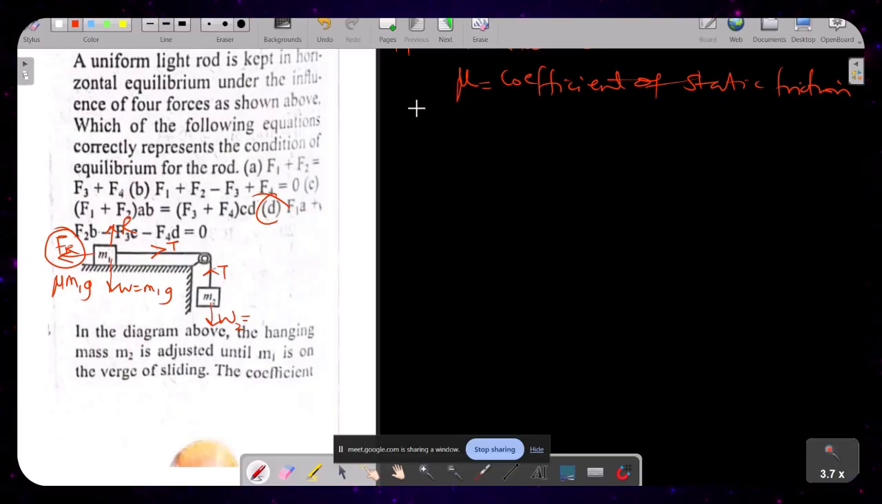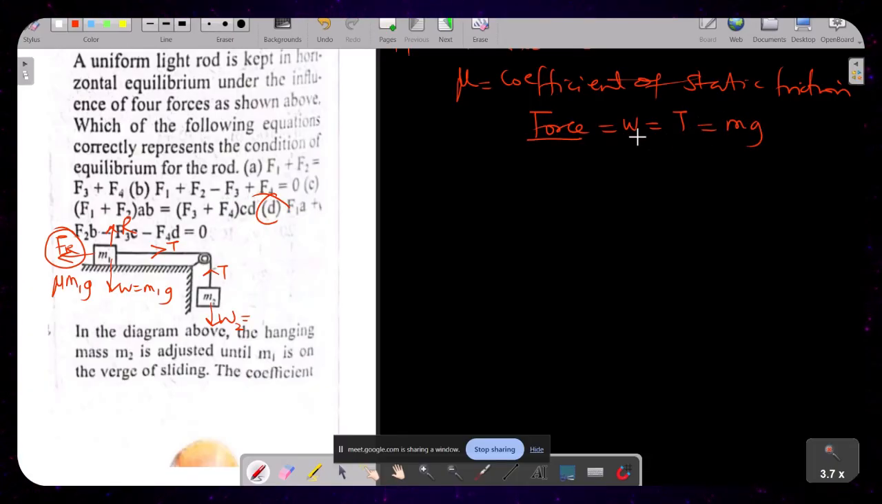Remember, before I talk about the coefficient of static friction, I needed to understand one thing. Always remember that the word force is the same thing as your weight, and it's still the same thing as your tension. They have the same formula, which is mg. All of them are the same thing.